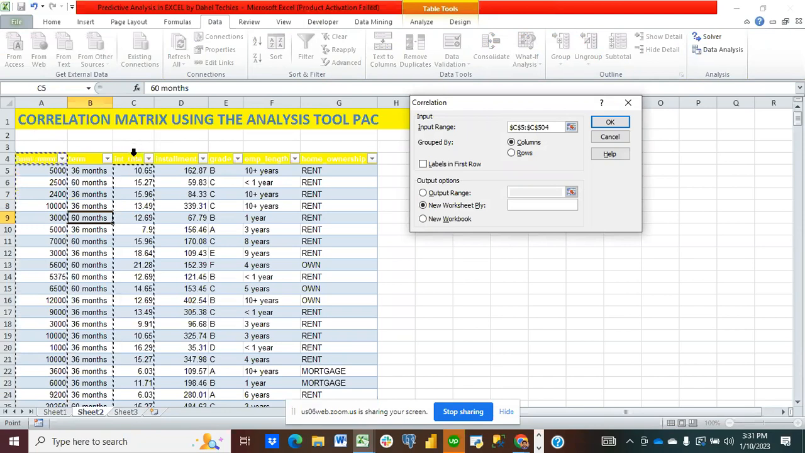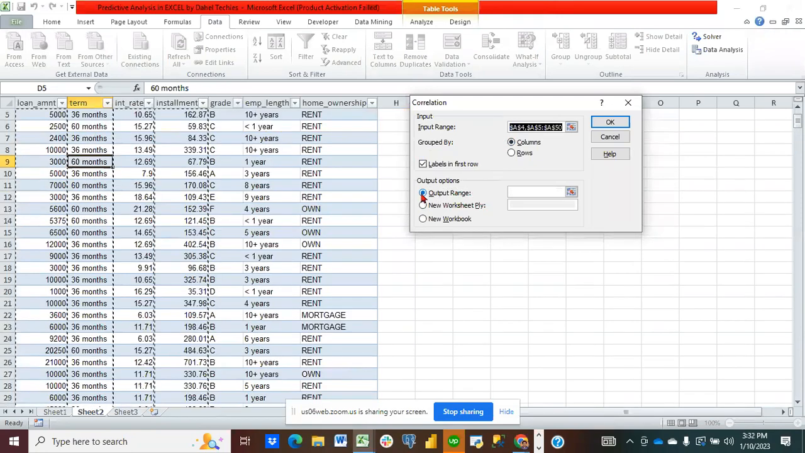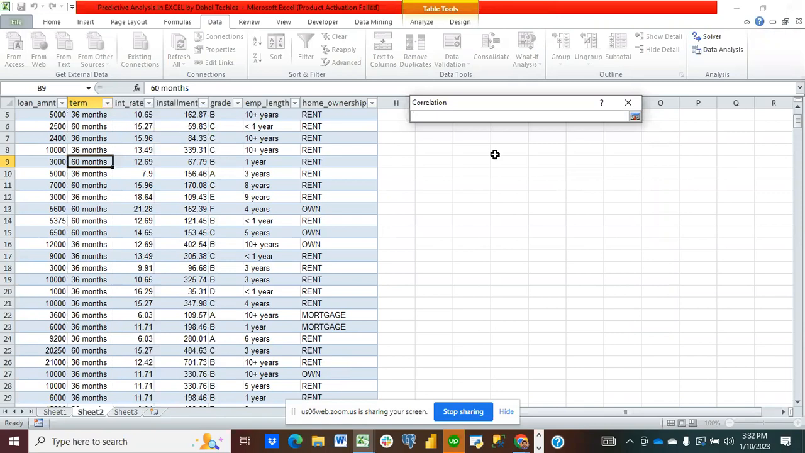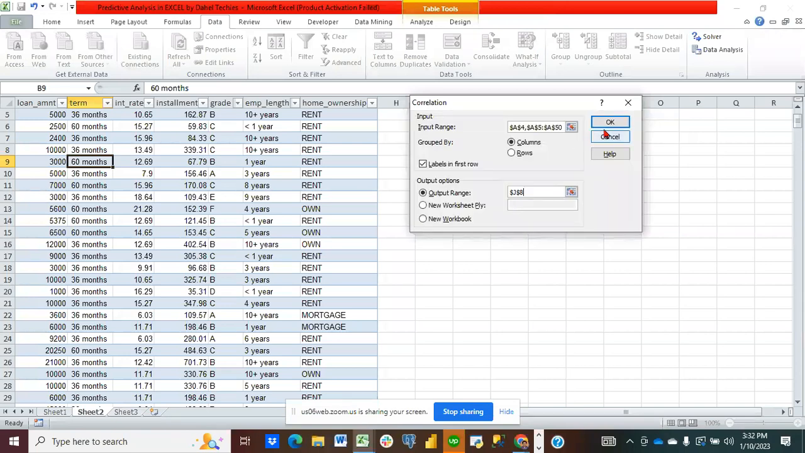Click on this, and then click on this. Okay, we want it to be grouped by columns, of course, and then we have to check that there are labels in the first row. These are all labels in the first row, and we don't want it to be in the new worksheet. We want it to be on this particular worksheet. So I'm going to choose where I want it to be. I want it to be here, and then I'm going to go back there, and then I'm going to click on OK.